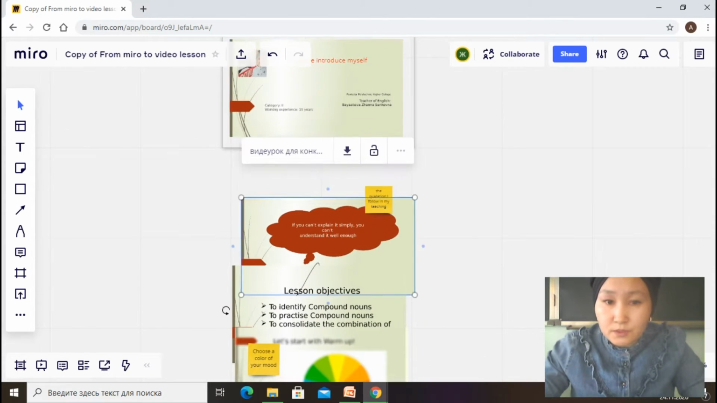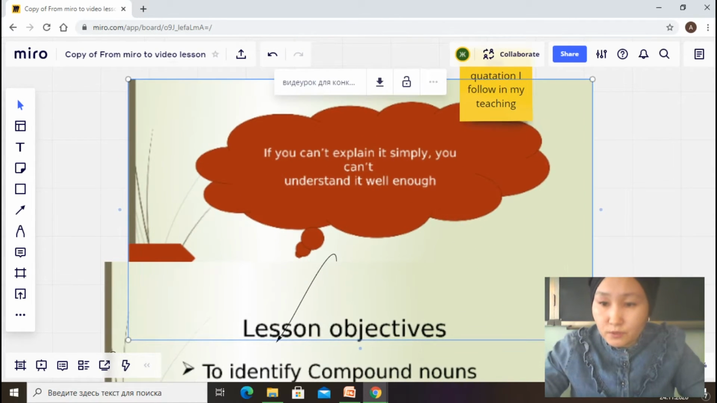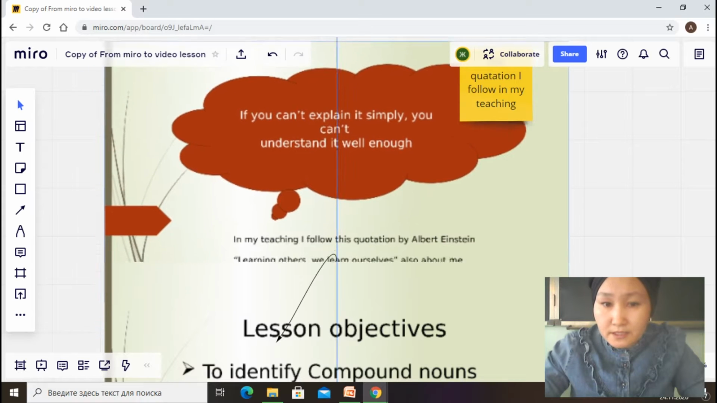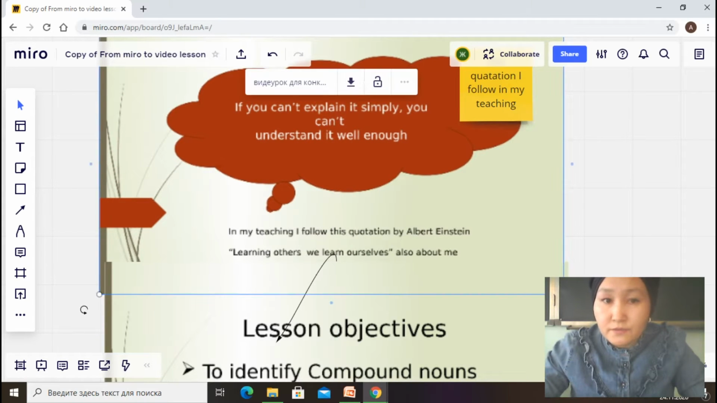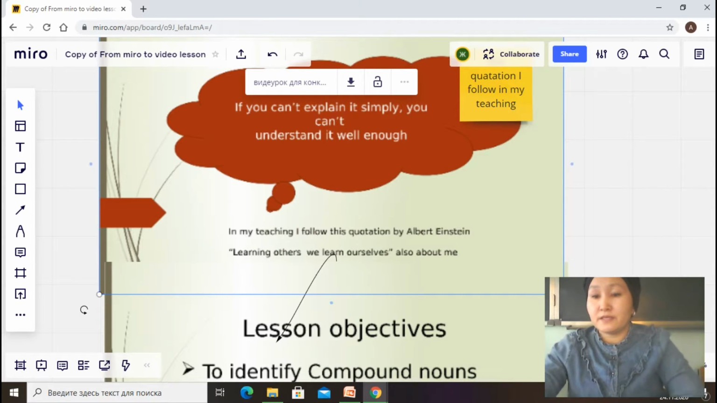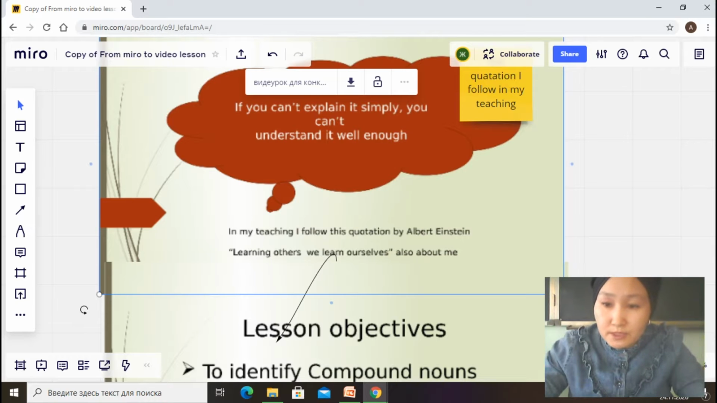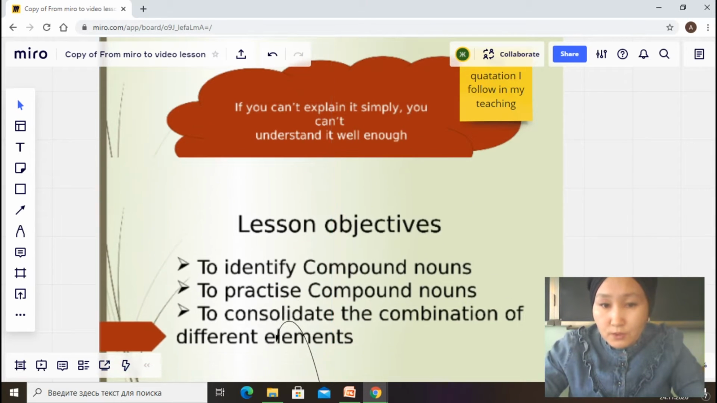I want to share the quotation I follow in my teaching. It is quoted by Albert Einstein: "If you can't explain it simply, you can't understand it well." And also, "Learning others, we learn ourselves" is also about me. That means in our teaching process, while we teach others, we also learn ourselves.